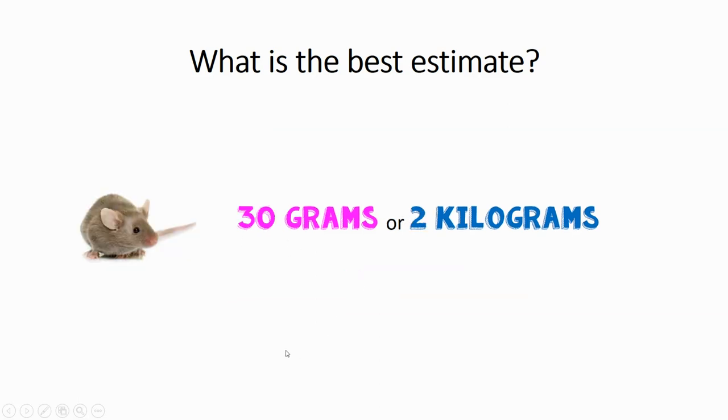All right, now I want you to try one. What's the best estimate? Let's try this together. Is it going to be 30 grams or 2 kilograms? So think, 30 grams is like 30 paper clips. 2 kilograms would be like 2 dictionaries. Think about a little mouse. Even though the size is small, I'm even thinking about picking it up. If you've ever picked up a mouse, it's not very heavy. So I'm thinking it's definitely going to be 30 grams, and that would be my best estimate. Good job if you thought the same thing.